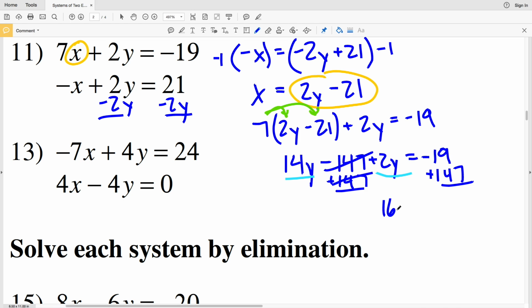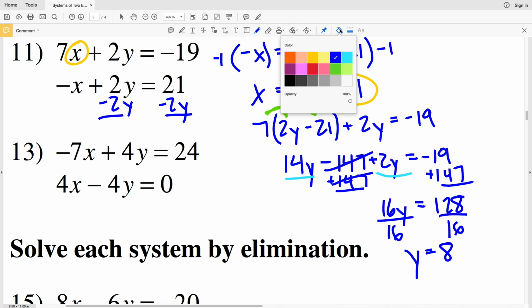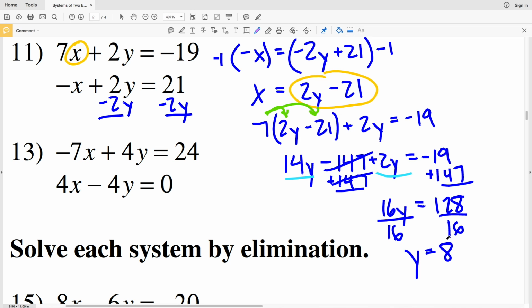That way I get 16y, because 14y plus 2y equals 16y, and that's on my left-hand side, and then negative 19 plus 147 equals a positive 128. And dividing both sides by 16, I'll get that y is equal to a positive 8. So if y equals 8, I'll take that value of 8 and plug it back in to the equation that I set equal to x.